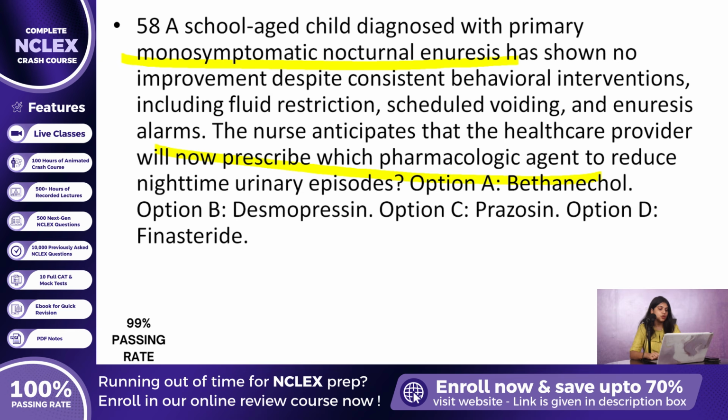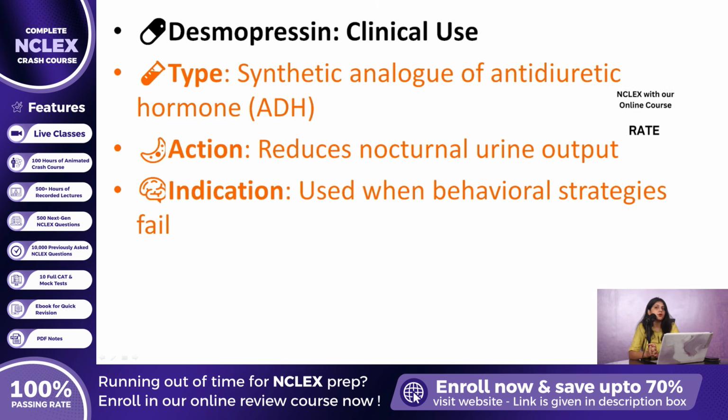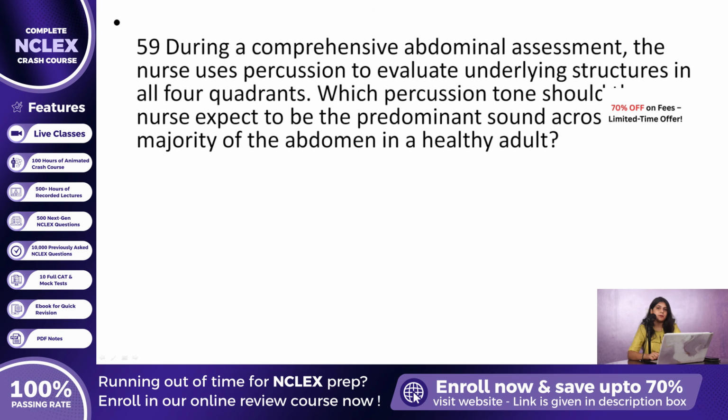Option A. Bethanechol. Option B. Desmopressin. Option C. Prazosin. Option D. Finasteride. The correct answer is Option B. Desmopressin. Desmopressin is a synthetic analog of antidiuretic hormone that reduces nocturnal urine output and is reserved for cases unresponsive to behavioral strategies. Moving on to question 59, we shift our attention to abdominal assessment.